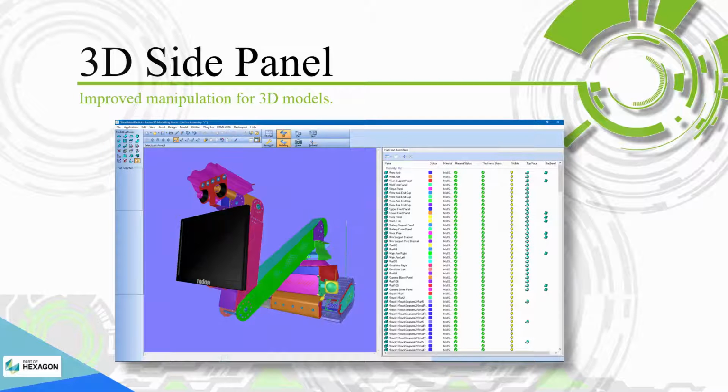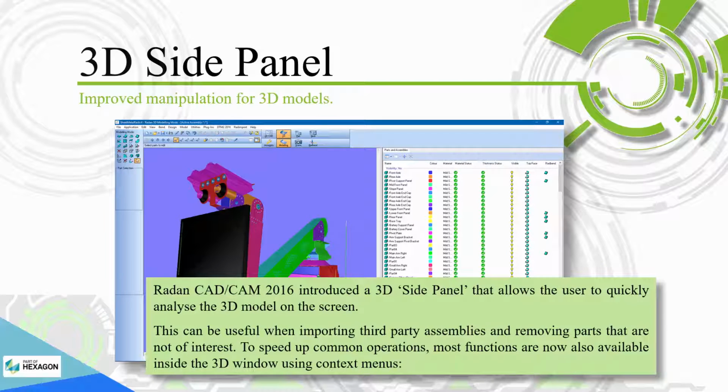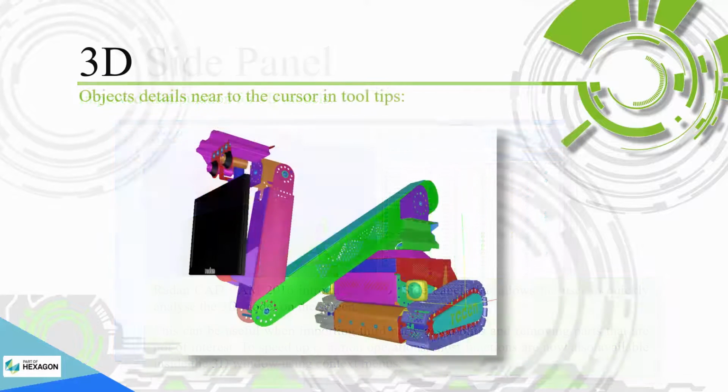Improved model manipulation using the 3D side panel. The 3D side panel was introduced in Radan 2016. The side panel can be very useful for manipulating imported models and assemblies, allowing you to very quickly get to the parts that you want to manipulate. In Radan 2017, we've also added several useful commands to a context menu.